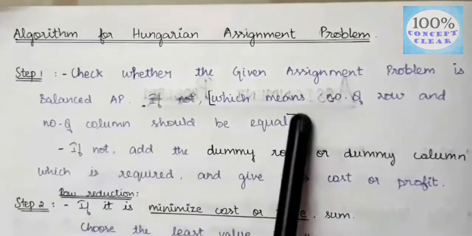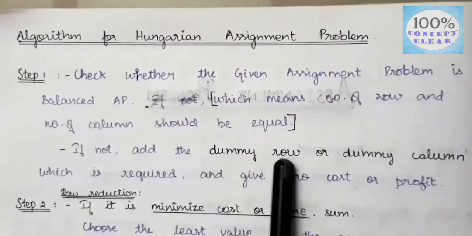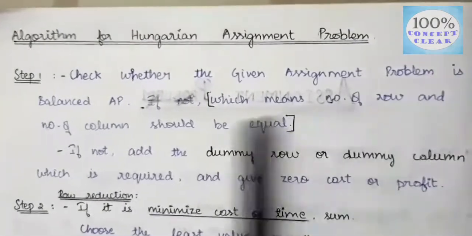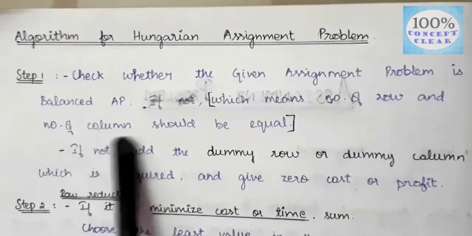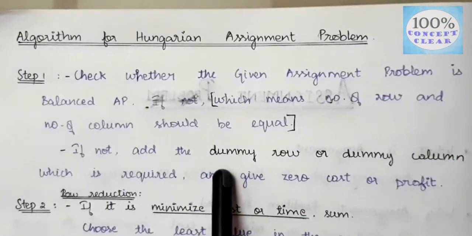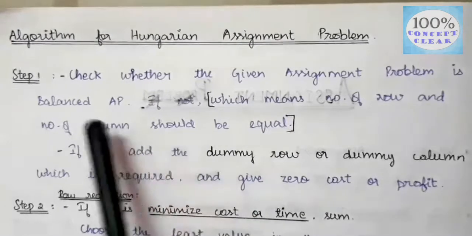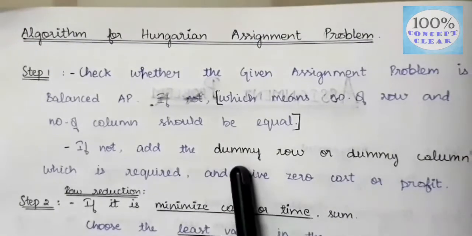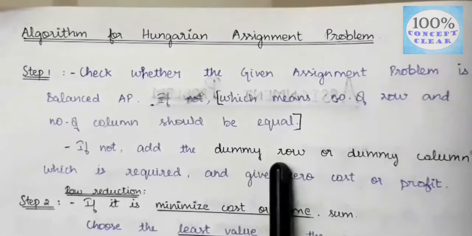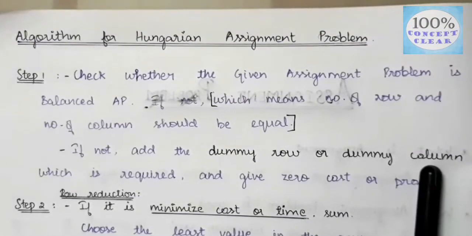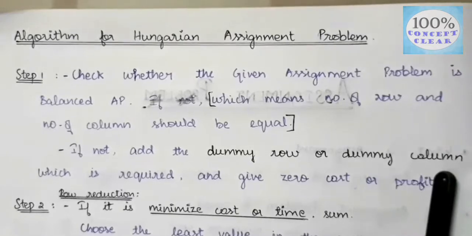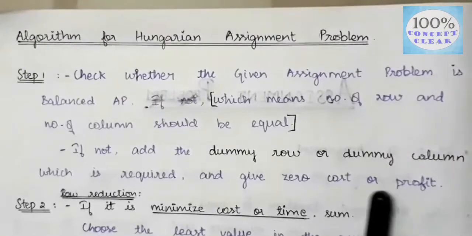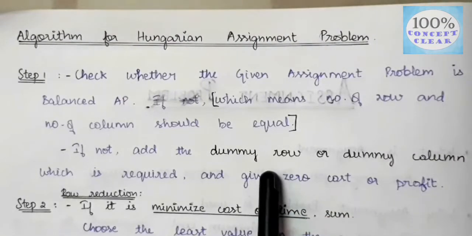If it is not equal, add the dummy row or dummy column which is required and give zero cost or profit. Number of rows and number of columns are not equal, then the sum will be unbalanced assignment problem. So we have to convert that into a balanced assignment problem by adding a dummy row or dummy column. So if there are not sufficient rows, we can add a row, or if there are not sufficient columns, then we can add a dummy column, and we have to give the elements as a zero cost or profit. So let us apply the step 1 in the problem.